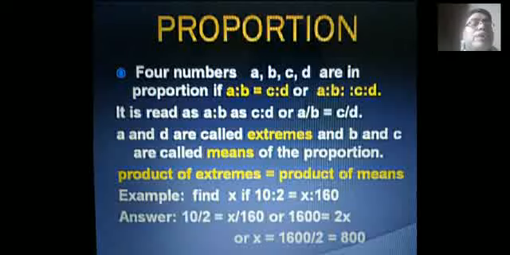Example: find x, if 10 is to 2 is equal to x is to 160. What is the value of x? Since 10 is to 2 can be written as 10 by 2 is equal to x by 160. By cross multiplying you can find 1600 is equal to 2x, or x is equal to 1600 by 2, or 800. Okay?